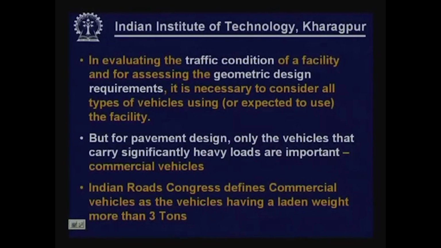Indian Roads Congress defines commercial vehicles as the vehicles having a laden weight of more than 3 tons, including its self weight. Self weight plus any other load that it carries, if the total weight exceeds 3 tons, we can consider them to be commercial vehicles. So, we normally consider only these vehicles, which we call commercial vehicles, for designing pavements. And in a given traffic composition, what is the percentage of these vehicles, how many are there? That is what we are going to be interested in.